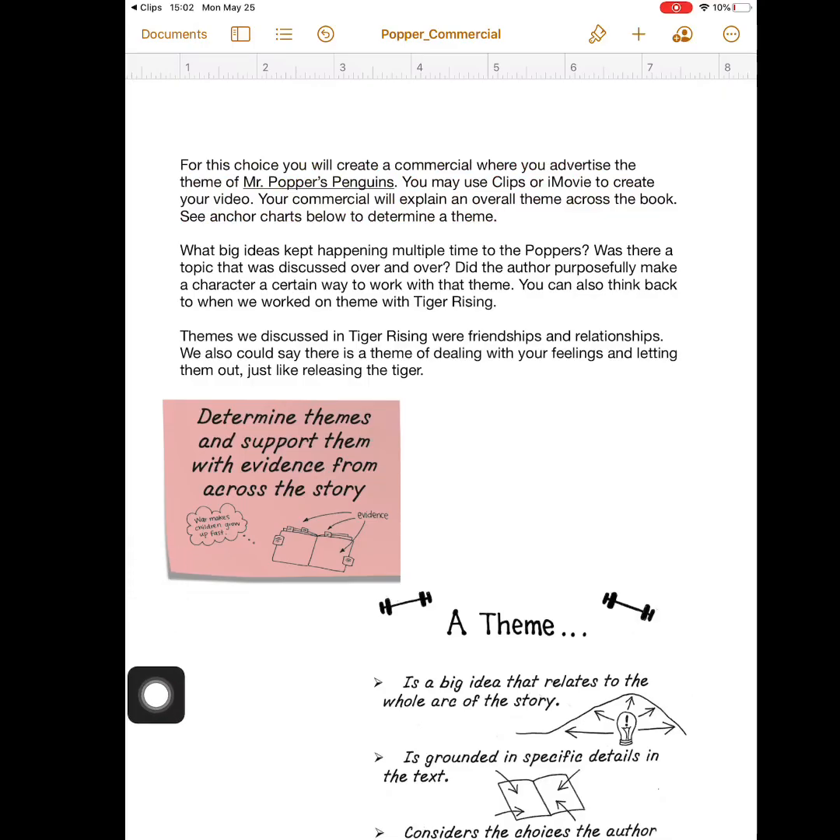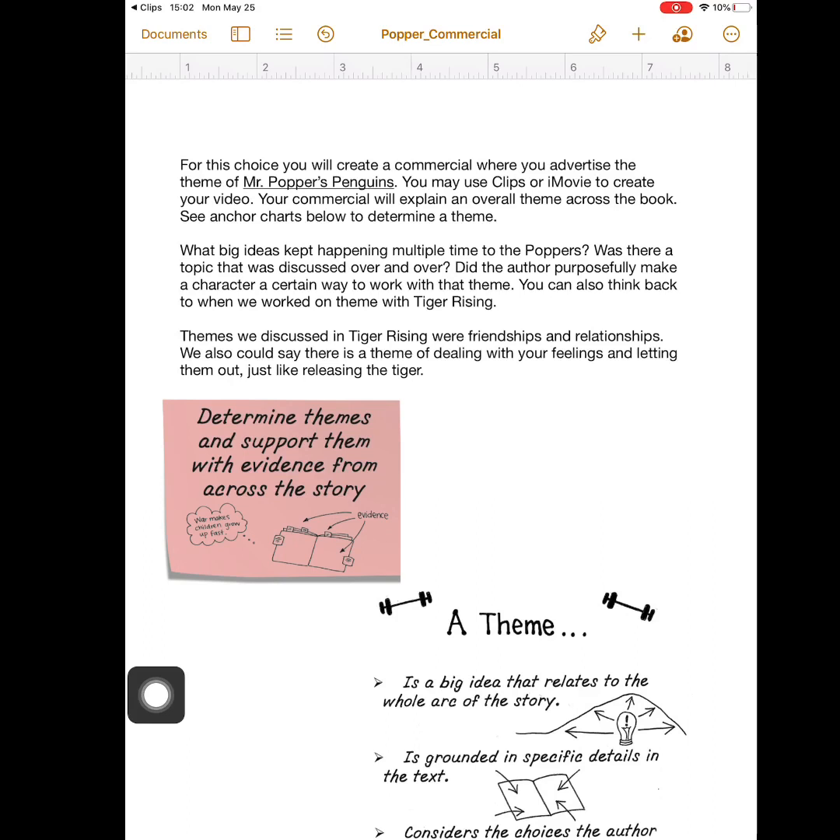And your third choice is a commercial. You will be creating a commercial where you advertise the theme of Mr. Popper's Penguins. You may use Clips or iMovie to create your video. Your commercial will explain an overall theme across the book. See the anchor charts below to determine a theme.